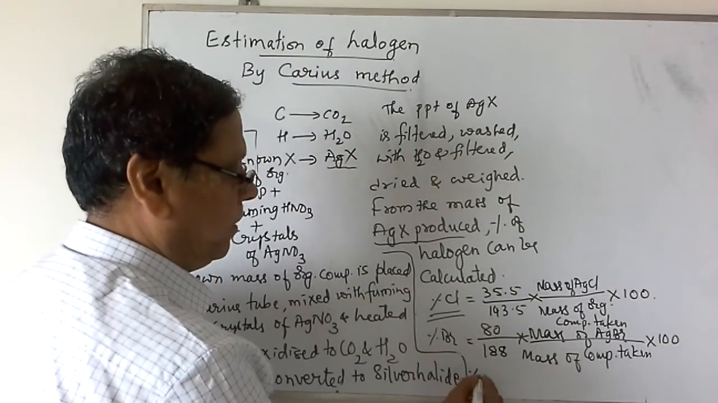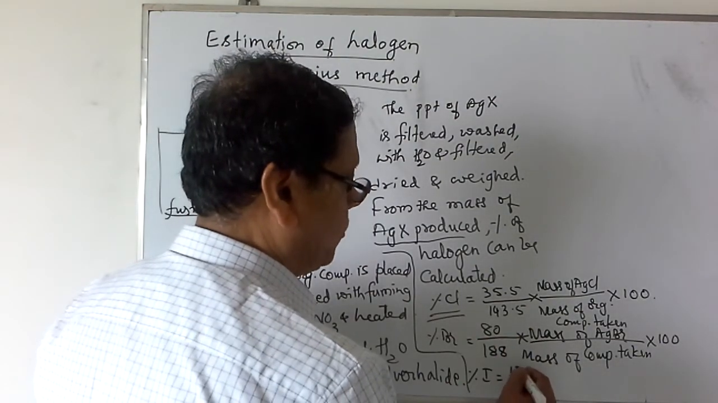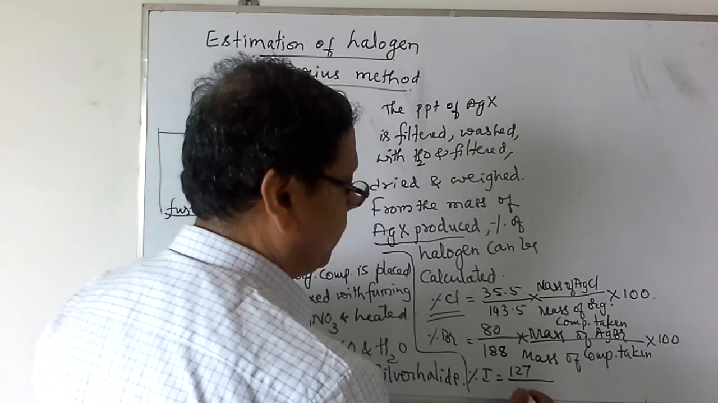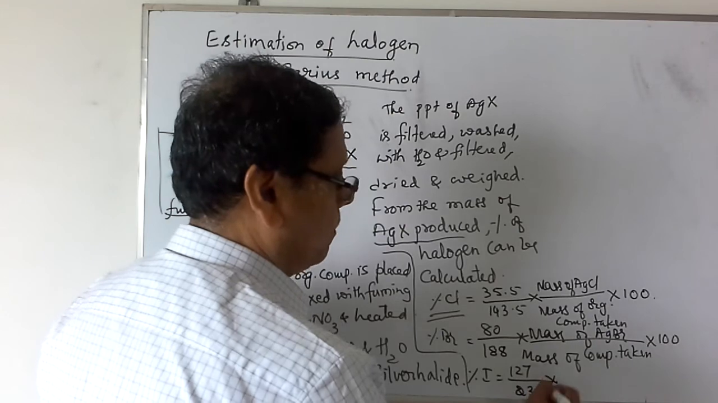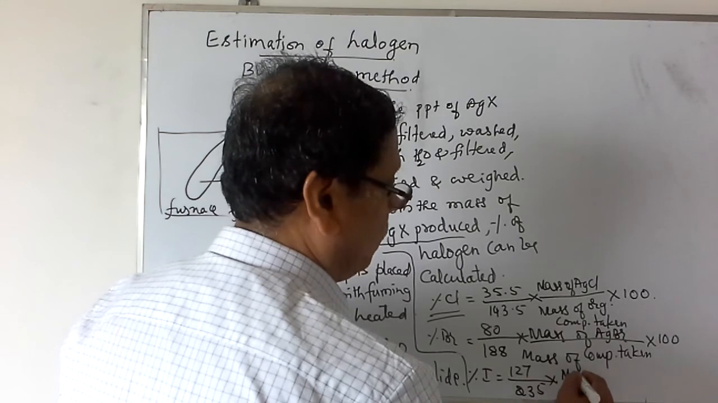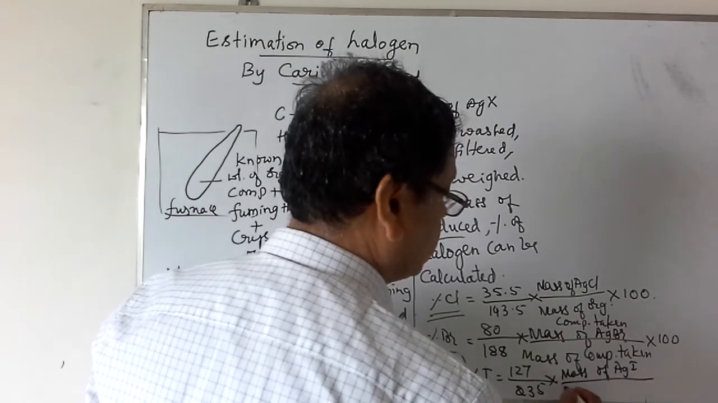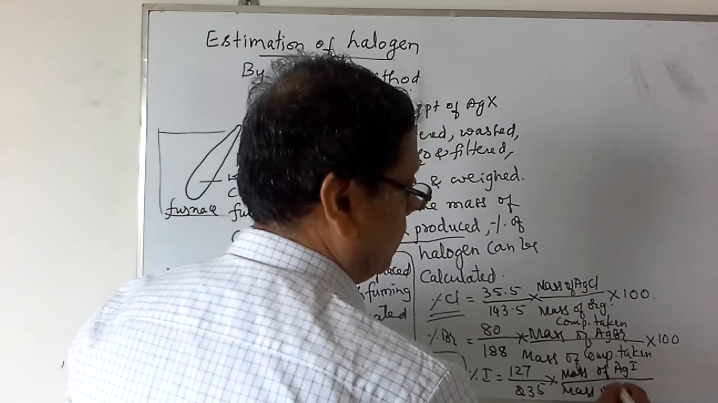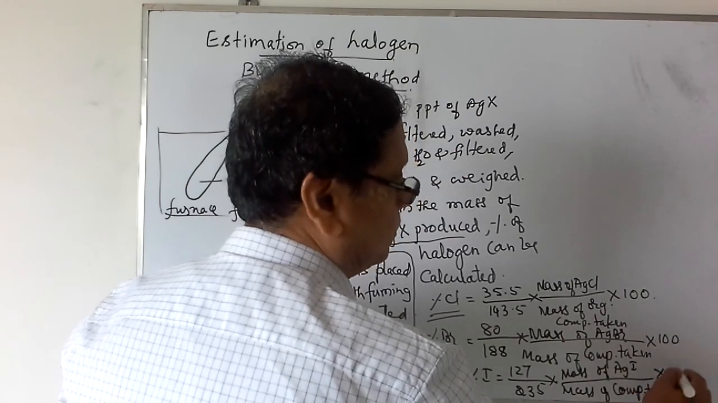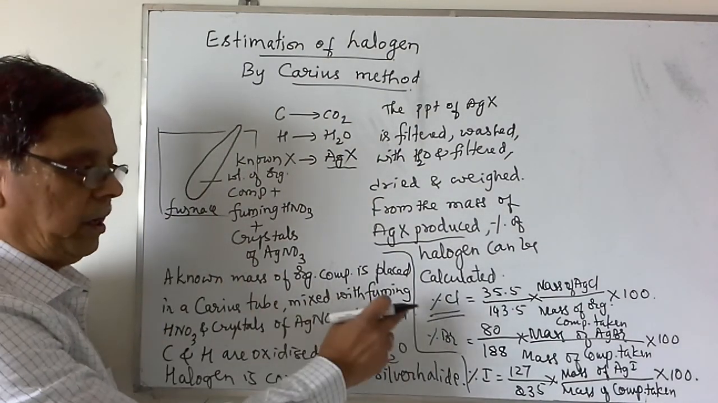Similarly, percentage of iodine can be calculated by taking the atomic mass of iodine, 127, divided by 108 plus 127, it is 235, the molecular mass of silver iodide, into mass of AgI produced divided by mass of compound taken, multiplied by 100. So this gives rise to the percentage of chlorine, bromine or iodine.